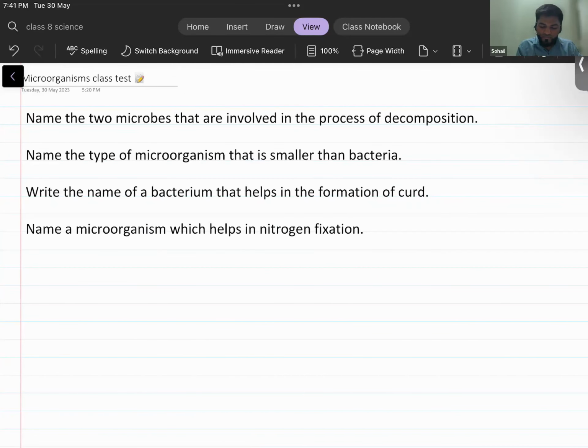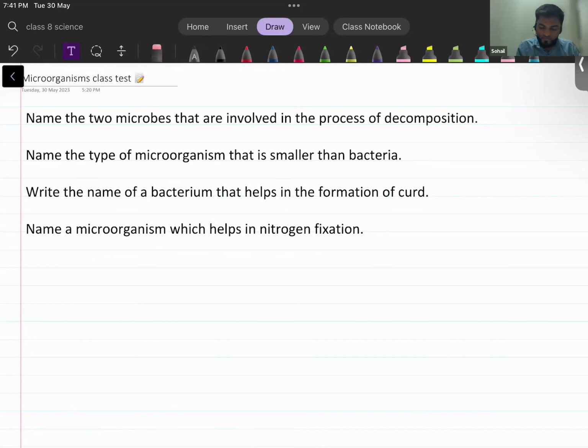Okay, read the question. Name the two microbes that are involved in the process of decomposition. Humus and algae. Algae and humus. Will you please repeat? Humus and algae, sir. Fungus.